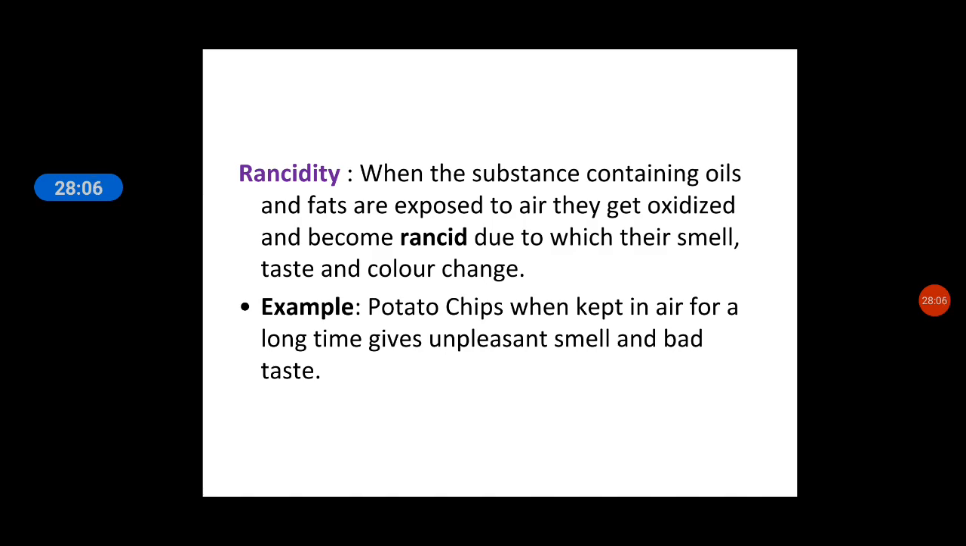Now here we completed our chapter. So today we learned chemical reactions and equations. In that we learned what a chemical reaction is. We learned the rules of writing a chemical reaction. We learned about balancing chemical equations and the types of reactions.